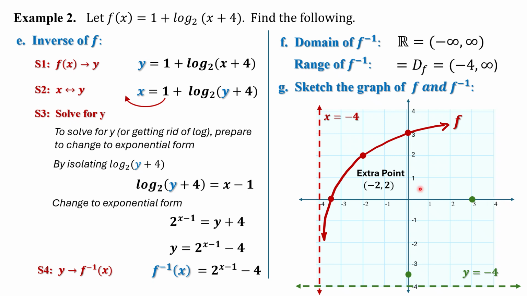And then for this extra point, which is -2, 2, we interchange this. So 2, -2. So now we already have a minimum of 3 points. We can now graph this by connecting these 3 points and asymptotic to this horizontal line. So this is the graph of f inverse.